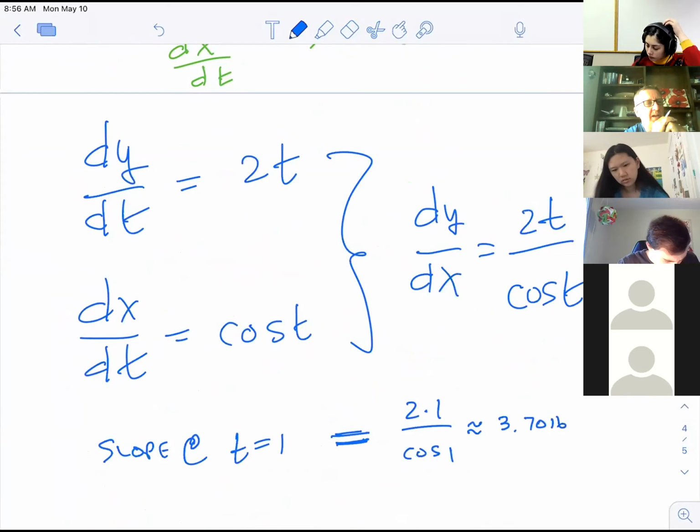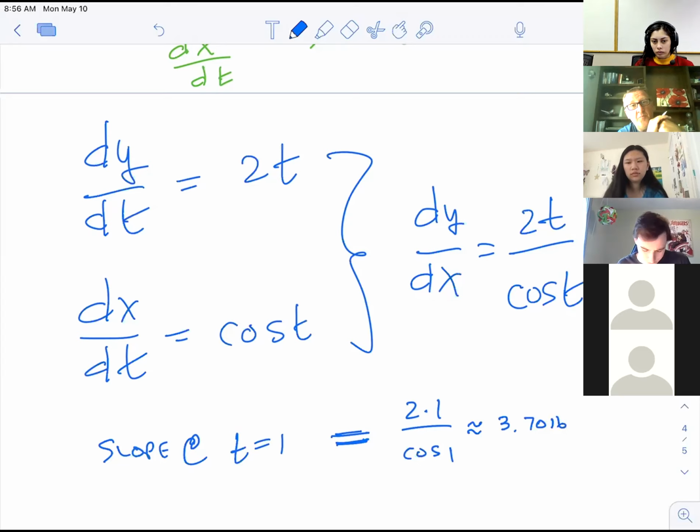Now, it might bother you a little bit that I'm just writing it as an approximation again. But we're not. It's 2 over the cosine of 1. That's the exact slope. It just happens that in this case, cosine is like logarithm. In a sense, we don't know what it is. Perhaps you're a little more impressed now with the calculator spitting out the cosine of 1, and you realize, of course, it's a decimal because it's an infinite series.